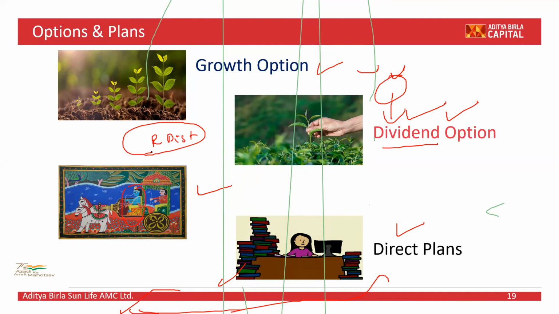It sometimes becomes difficult to identify the goal and the investment related to it which you need to create. So you can always take the help of a registered distributor and they will help you to identify the investments, mutual fund wise, scheme wise, that you can utilize. So when you're doing that, you are actually doing it through a distributor. This is called a regular plan.